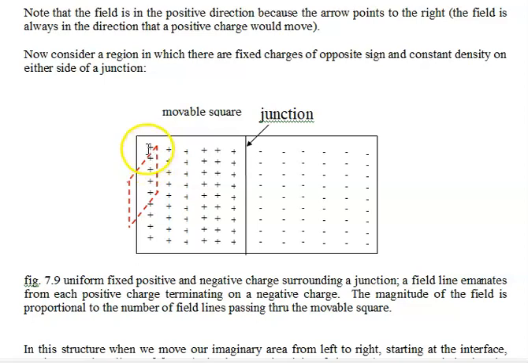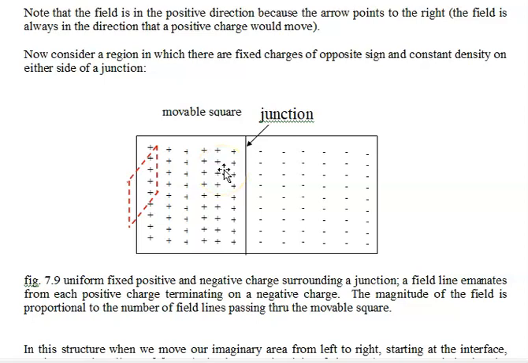And we cut how many lines? Well, each positive charge has one line emanating from it. 1, 2, 3, 4, 5. So we have a little bit of an electric field. Now we move this thing further in, and now we have double the electric field because we have double the lines cut. And we keep moving it, and we have more lines cut, and more lines cut, and more lines cut.